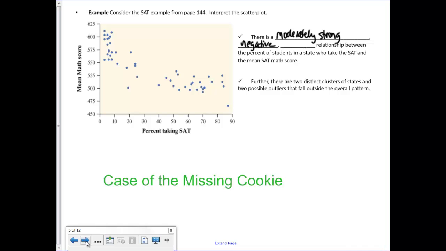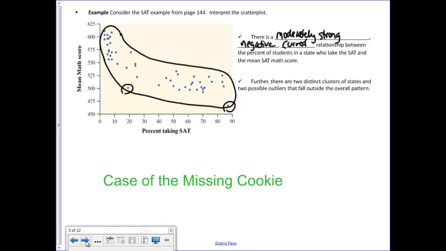curved. This one is distinctly curved, without a doubt, right? We look at this and I circle my dots, and without a doubt, that is curved. Moderately strong, negative, curved relationship between the percent of students in the state who take the ACT and the mean SAT math score. And notice what they say in this next bullet here. They say that there are two distinct clusters of states and two possible outliers that fall outside the overall pattern. So they're talking to us about these two outliers, and you see that there's kind of two separate clusters of data there? Yeah? So that's just a little tidbit.